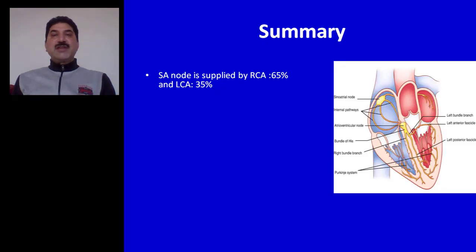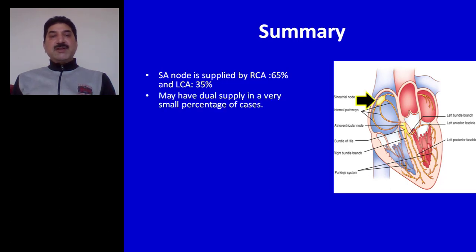I want to summarize my lecture as SA node is supplied by right coronary artery in 65% of the cases, and left coronary artery in 35% of the cases. AV node may have dual blood supply in a very small percentage of the cases where it is supplied both by right coronary as well as the left coronary artery. AV node receives its blood supply from right coronary artery in majority of the cases, and in 10% of the cases it is supplied by branches from the left coronary artery.